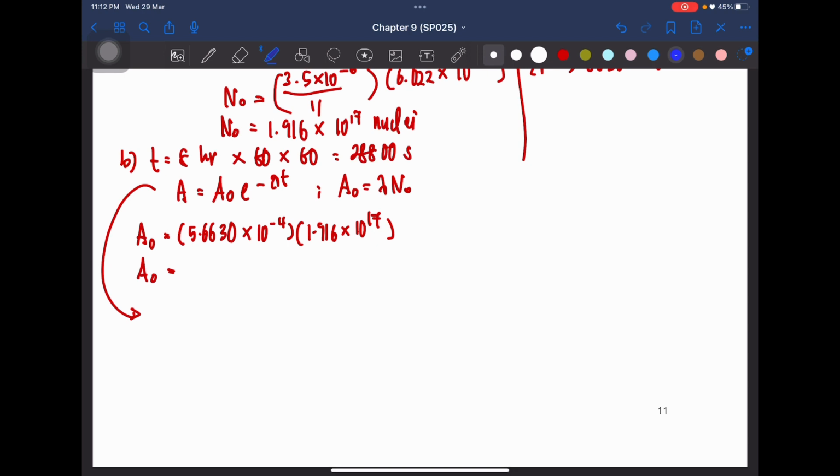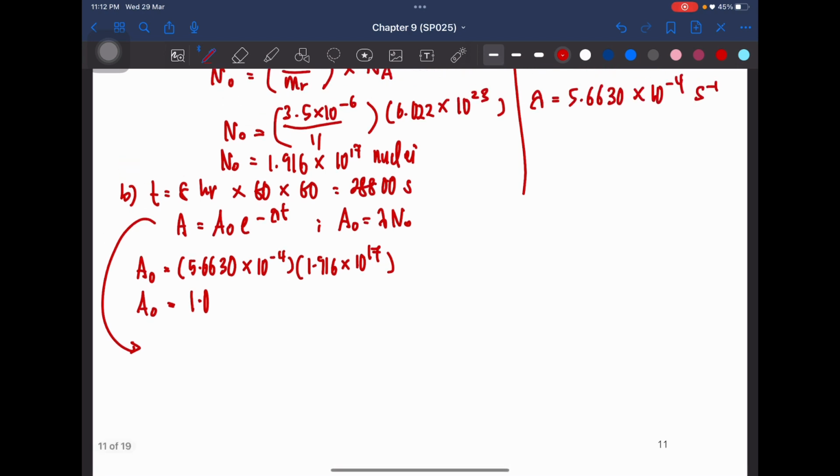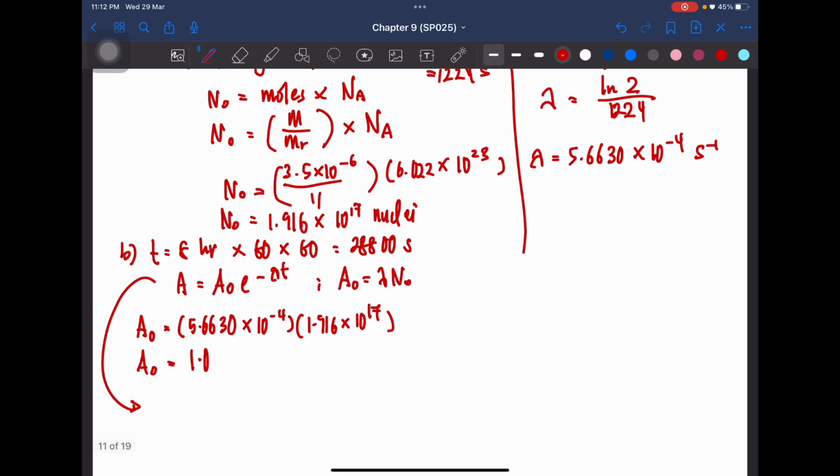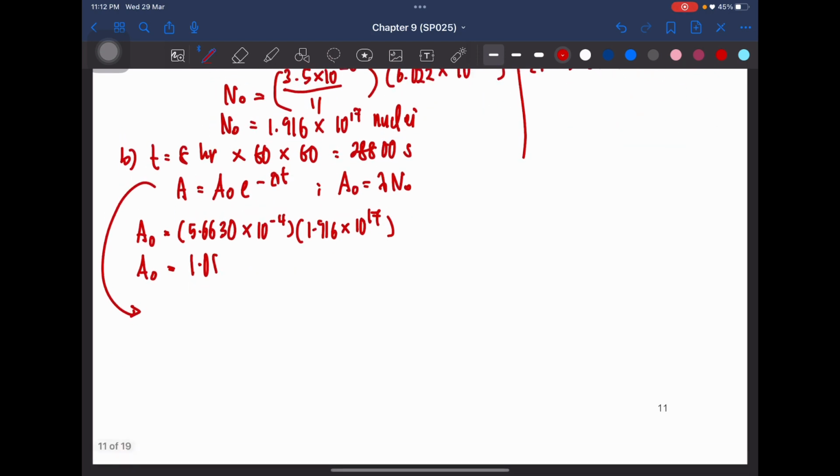So kira balik 5.6630 negative 4, 1.916, 17. So you'll get 1.085. That's still different though. My god, I'm sorry guys, I'm just tiap pala kita guna je yang ni. 1.085 times 10 to the power of 14, and then A is 1.085 times 10 to the power of 14.